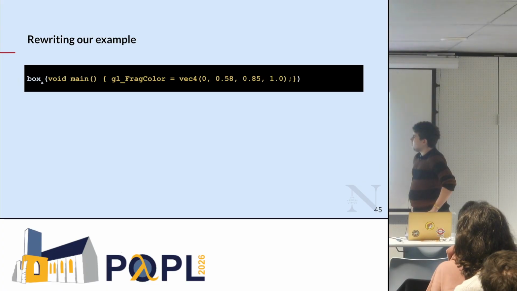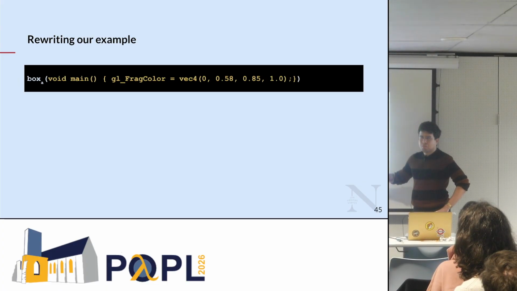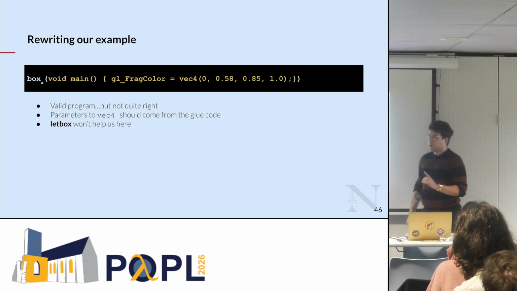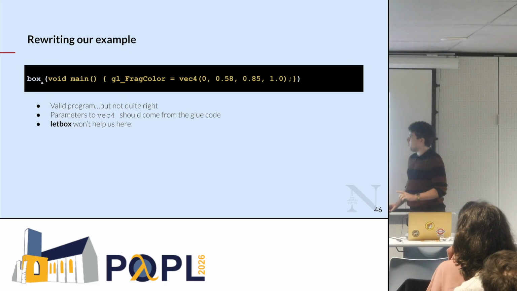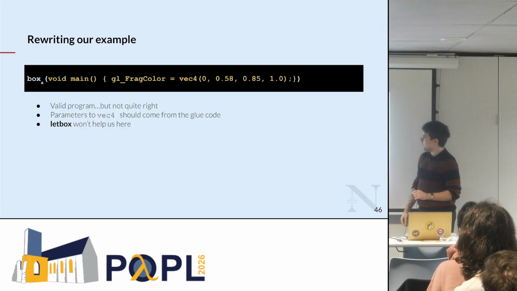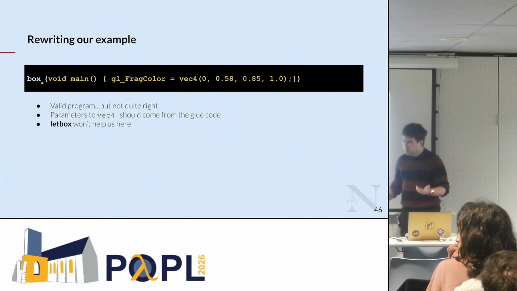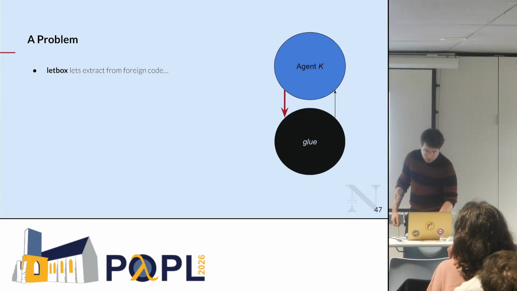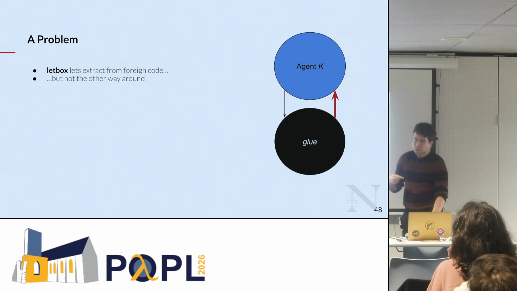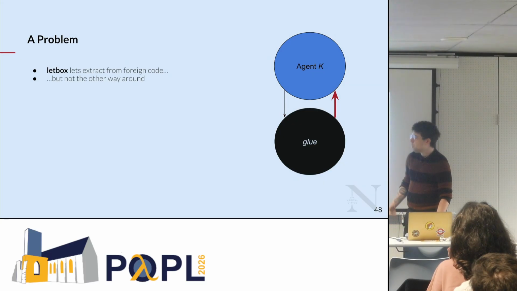And just real quick, does this seem right to y'all? Okay. It looks okay, but it's not quite right. It's a valid program. I promise you it type checks, but it's not quite right. The reason is that my original example had parameters for vec4 over here, but there's no splicing going on. And you might think, well, there's an entire expression you didn't use. Well, letbox won't help us here, because letbox lets us extract from foreign code, but it doesn't let us go the other way around. And I really want to go the other way around.